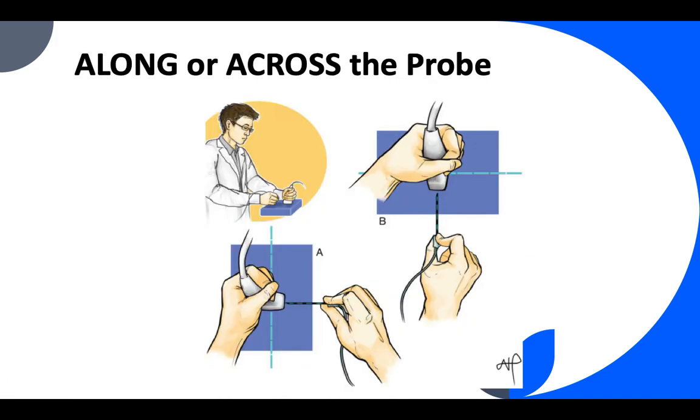Along the probe or across the probe. This is a very nice study where they show two techniques, where they kept the machine on the opposite side, and this is across the probe and this is along the probe.